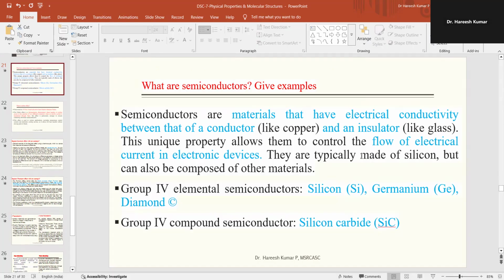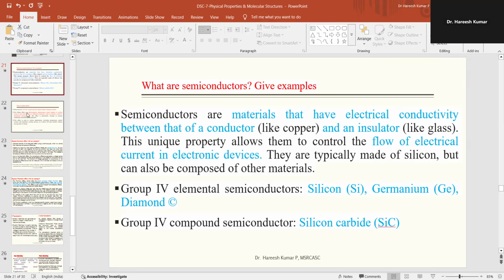They are typically made of silicon, but can also be composed of other materials. For example, group 14 elements that are semiconductors are silicon, germanium, diamond. Group 14 compound semiconductors include silicon carbide.